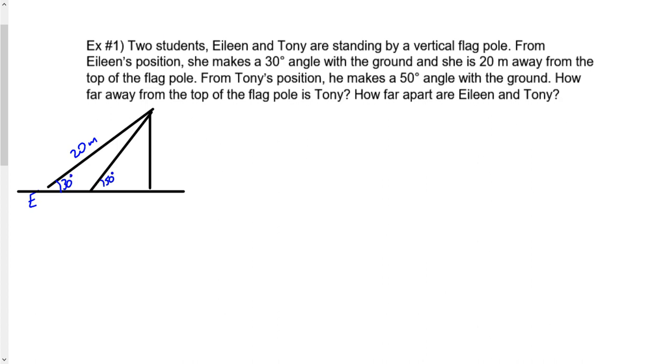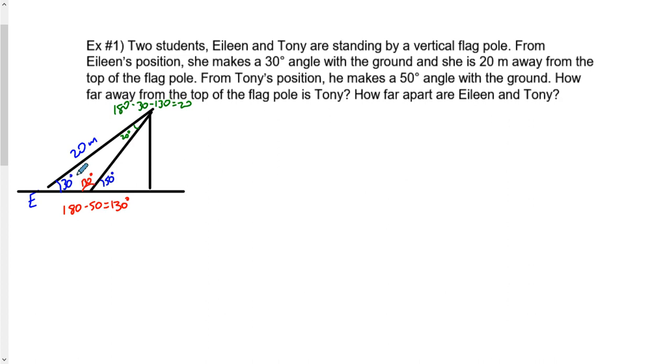So let's identify a few bits of information. For example, on a straight line, that's going to be 180, which means 180 subtracting the 50 would be 130 degrees. Because of that, we can also state that 180 subtracting 30 subtracting 130 is 20 degrees. So that top angle is 20. And we have 20 there.